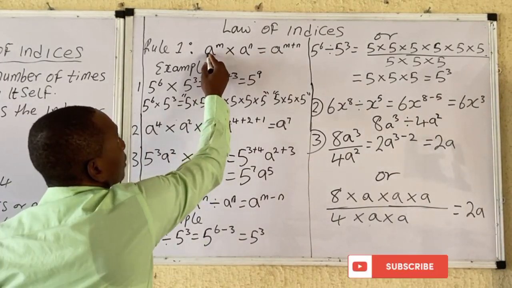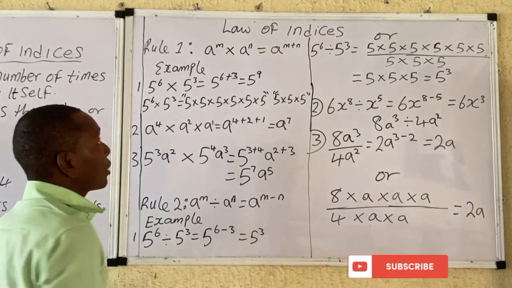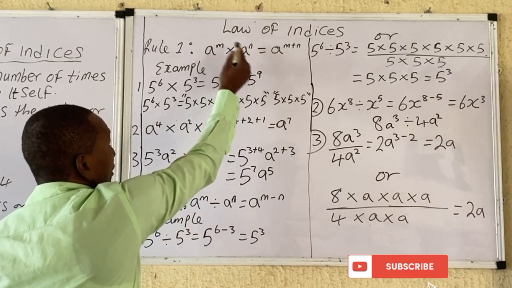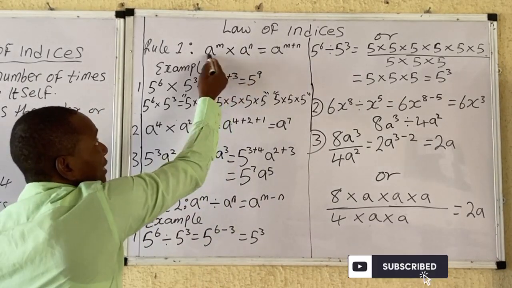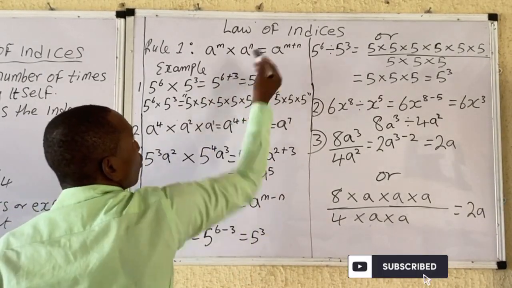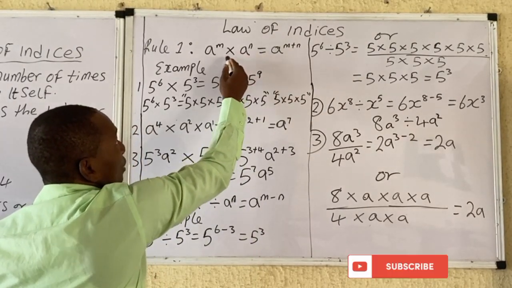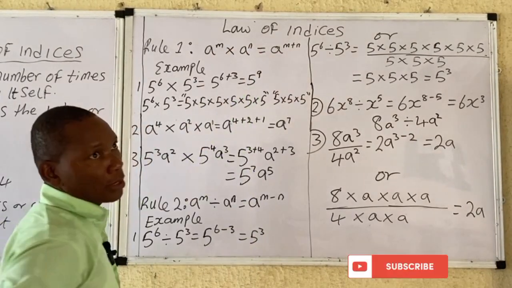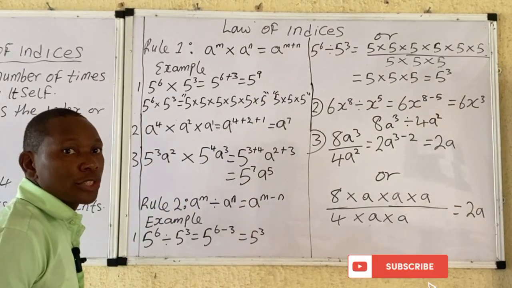So, a is a base here. A is also a base here. They are the same thing. And this is raised to the power of m and the power of what? n. In this case, since both bases are the same thing, what do you do? You just pick one of them. Then, since this is multiplication, you add the two powers together. So that means m plus what? n.